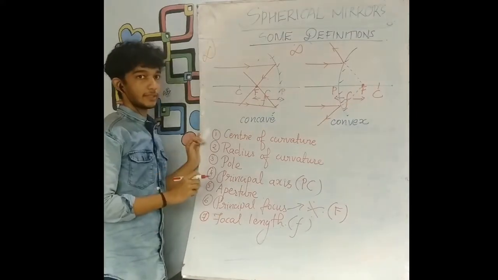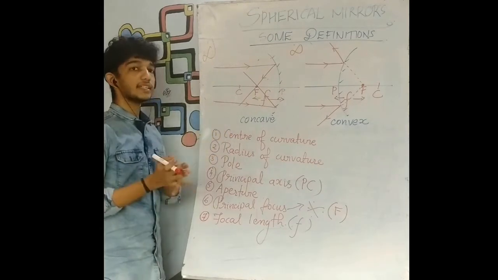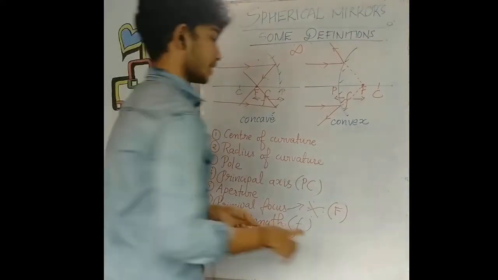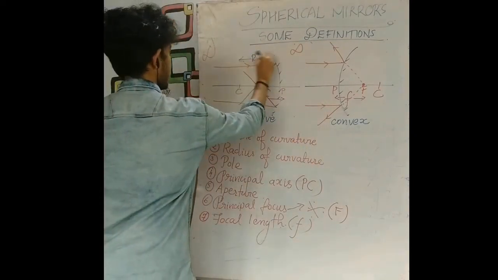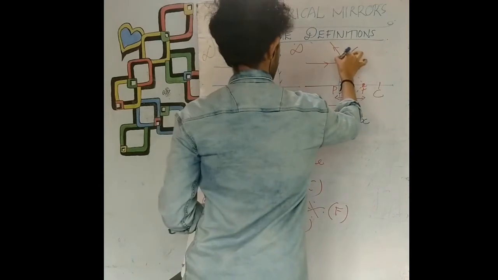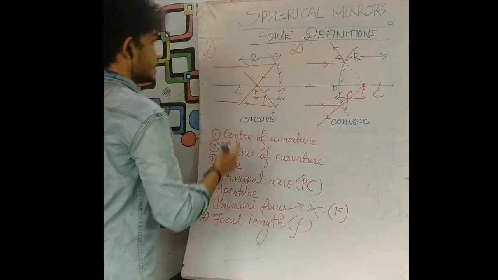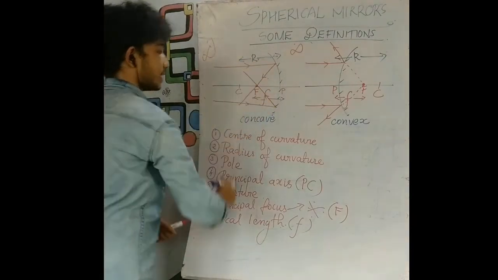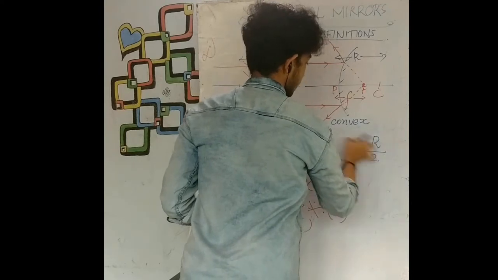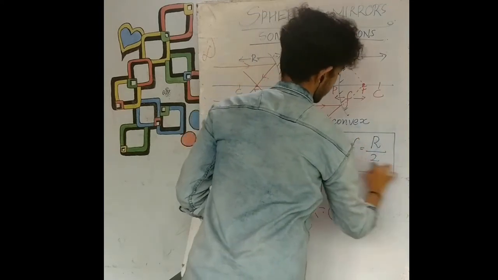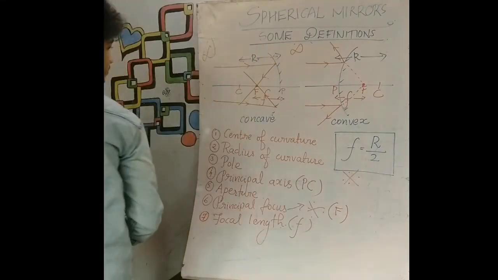There is a very important relation connecting the focal length and radius of curvature. What is the radius of curvature? The distance between the center and the pole. Here also the distance between the center and the pole is known as the radius of curvature. The relation connecting f and R is f is equal to R by 2. This is a very important relation. Or R is equal to 2f.